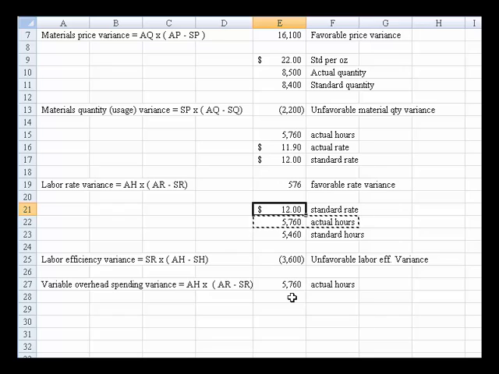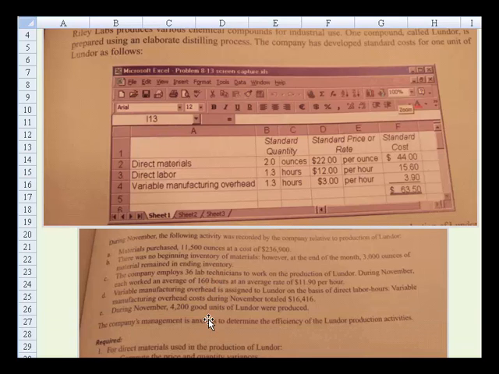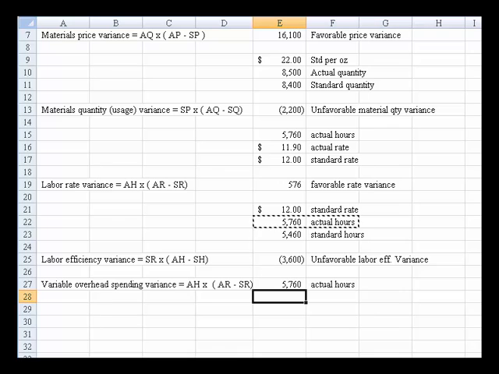Okay, then the actual rate of overhead, we have to do a calculation. We've got to look back over here at our notes, and we said they incurred 16,416, and they used 5,760 hours. And we're seeing that variable manufacturing overhead is applied at $3 per hour. So we need to jot in those numbers, which is 16,416 of actual overhead divided by the 5,760 of actual hours, right?